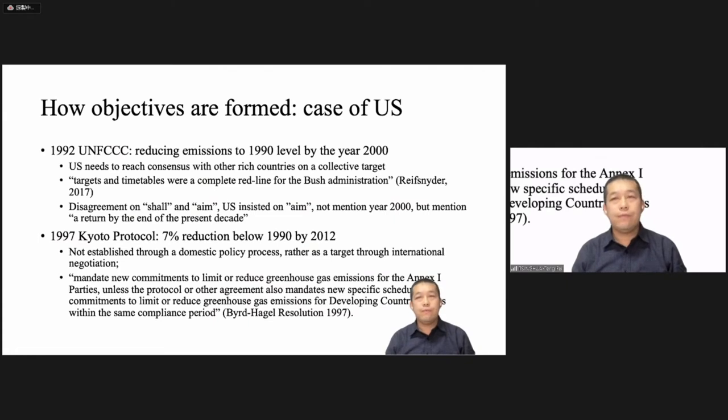And so after this discussion of the actors, we move towards the objectives, that is, how those climate objectives are formed within a country or in the international arena. We use the United States as a case to show how objectives are formed.